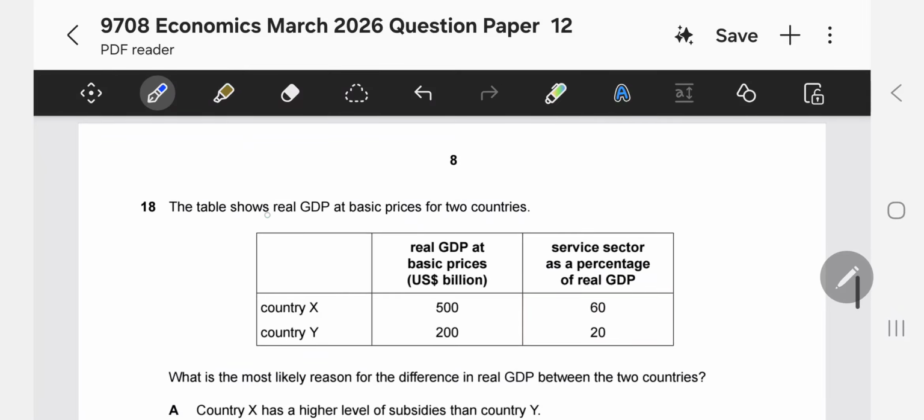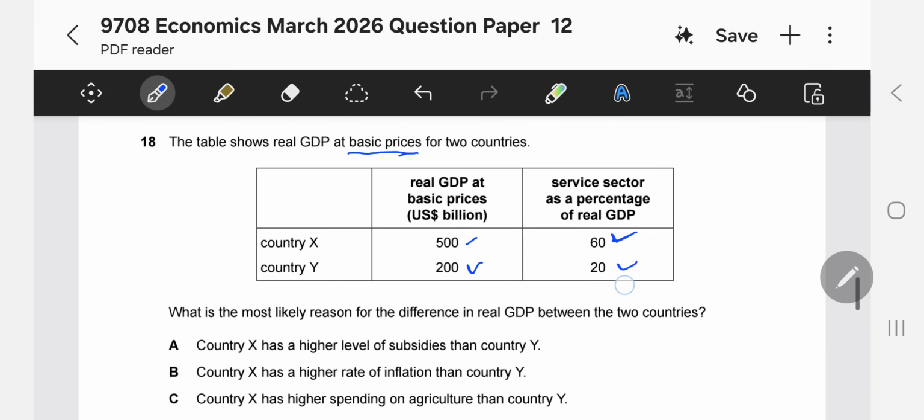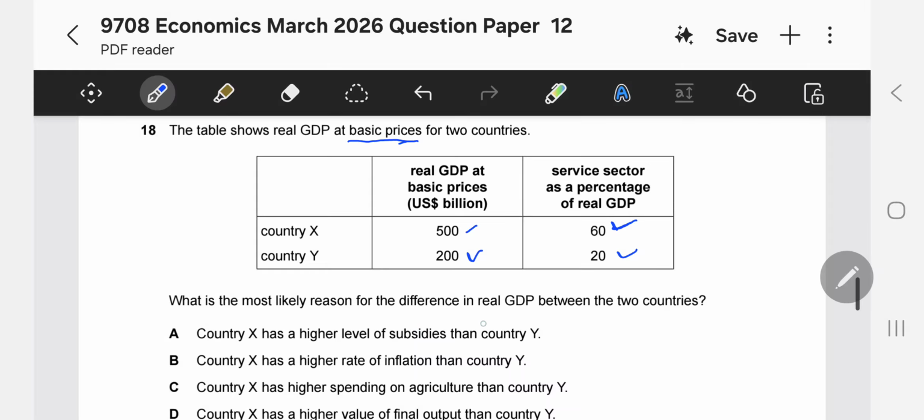Okay. The table shows real GDP at basic prices. So basic prices have no tax, but they have a subsidy for 2 countries. So country X, this is GDP at basic prices, and percentage service sector, people working in the service sector. This is the tertiary sector. And country Y is 220 in the 20 in the service sector, 20%. What is the most likely reason for the difference in real GDP for the 2 countries?